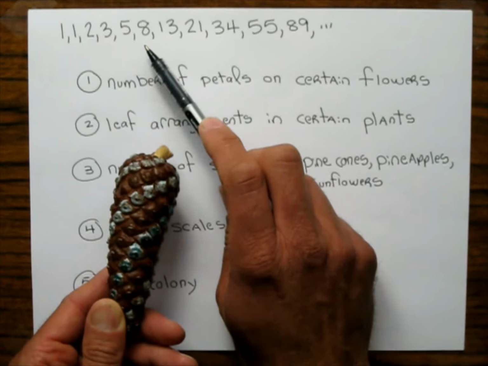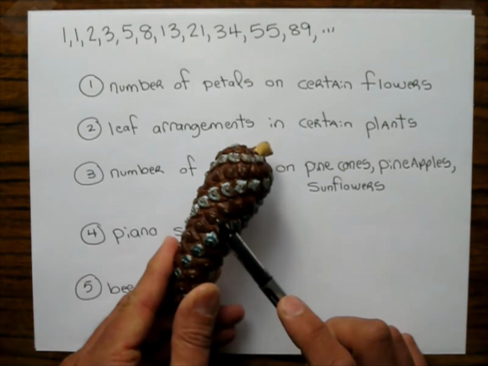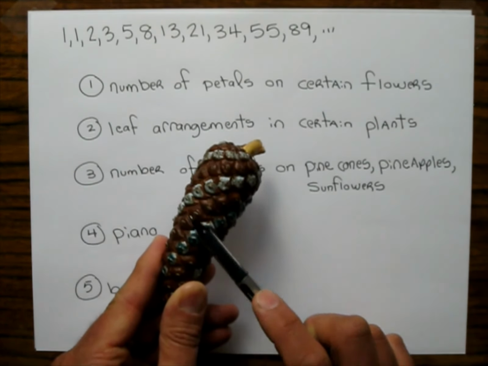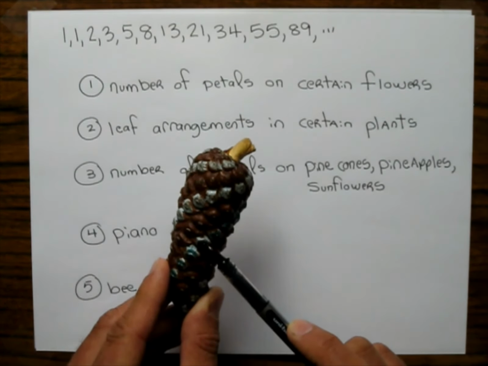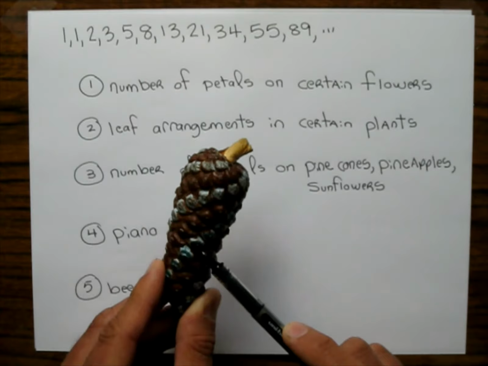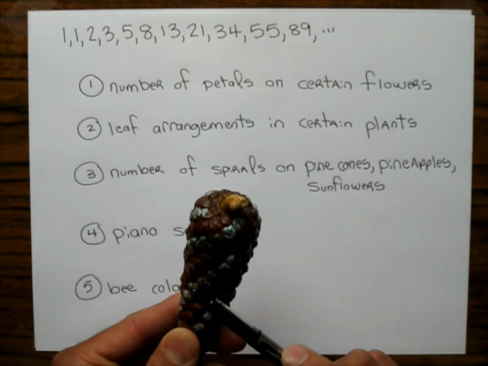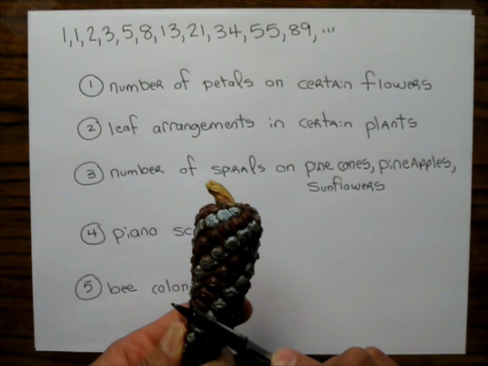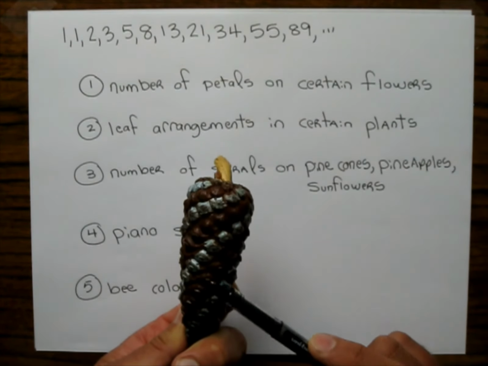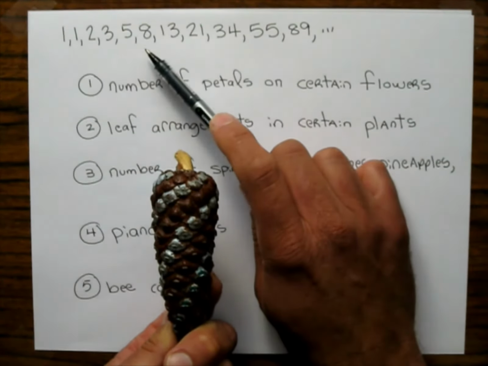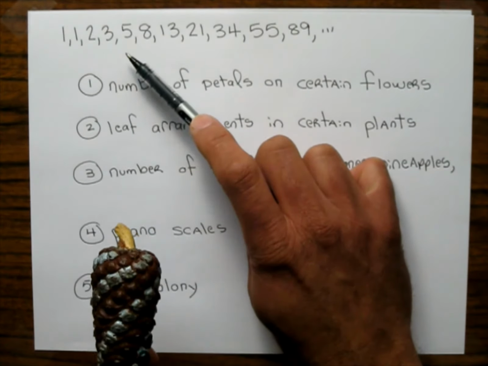I counted 8 spirals. I'm going to count the spirals the other way, okay? So the spirals actually go both ways, and so when I do that, I have 1, I'm looking at that black mark right there, 2, 3, 4, 5, and I'm back to that one again. So I counted spirals one way, I got 8. I counted them the other way, I got 5.